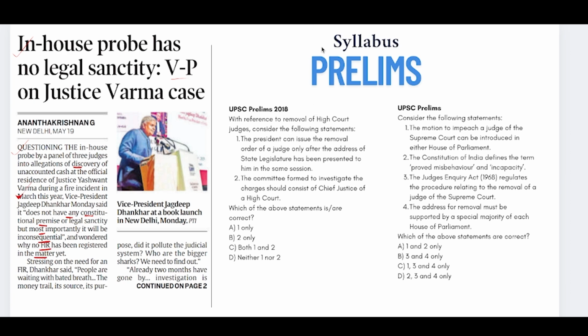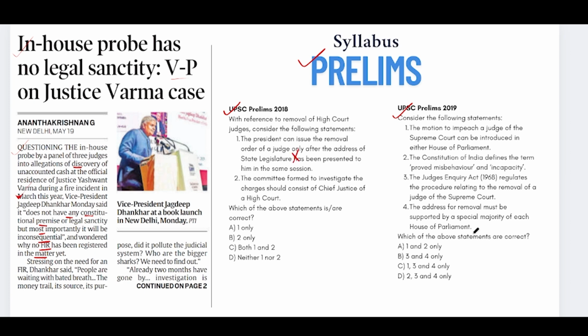Now, this deals with a very important matter dealing with one of the crucial constitutional provisions created to protect the independence of the higher judiciary, that is the process of removal of High Court as well as Supreme Court judges. It is an extremely important perspective from the prelims point of view, because if you look, 2 questions back to back, one in prelims 2018 and another in 2019, both test our understanding of constitutional provisions related to the higher judiciary, both of which test our understanding of the removal process of the higher judiciary.